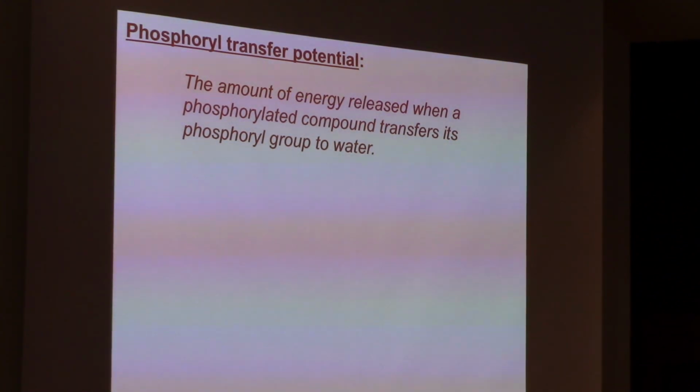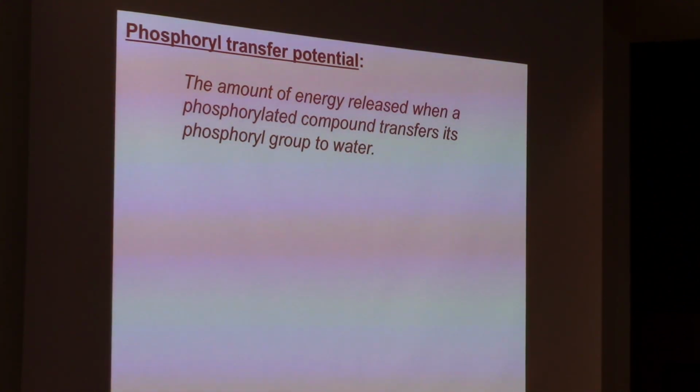This is also a term that the MCAT likes to use, and so I want to make sure that it is in your lexicon. Phosphoryl transfer potential is simply the amount of energy that's released when a phosphorylated compound transfers its phosphoryl group to water. You take the phosphoryl group off and put it on water, and that's the phosphoryl transfer potential, the amount of energy released in that process. Really the reason we use this is because it allows us to compare everything to ATP hydrolysis. It's a really good metric to stack everything up against ATP hydrolysis.